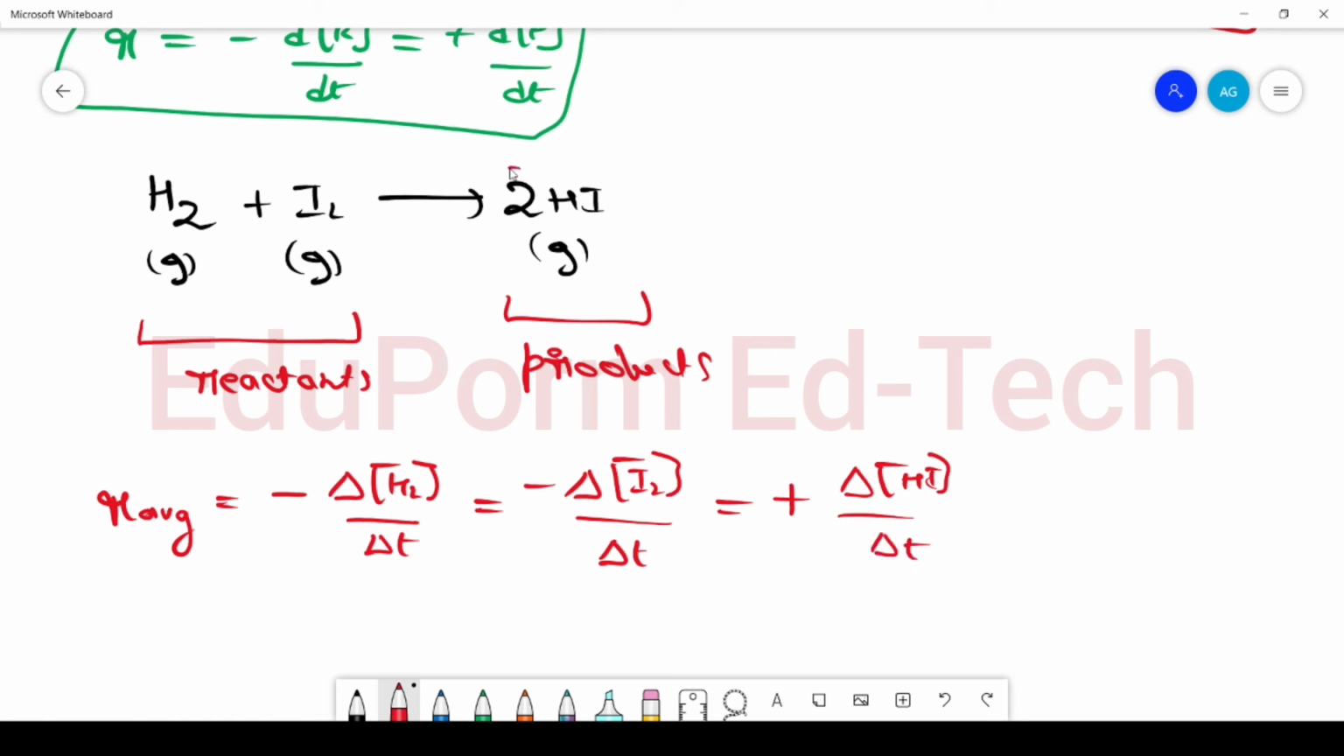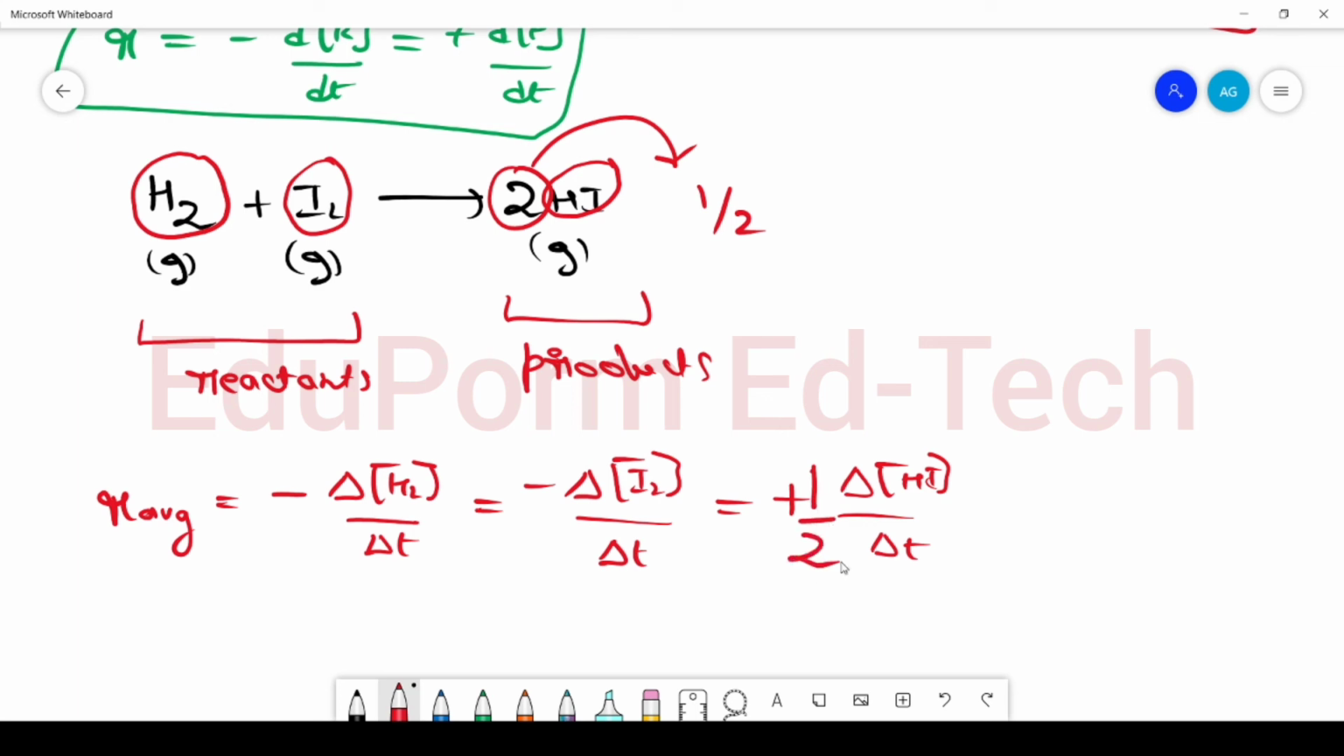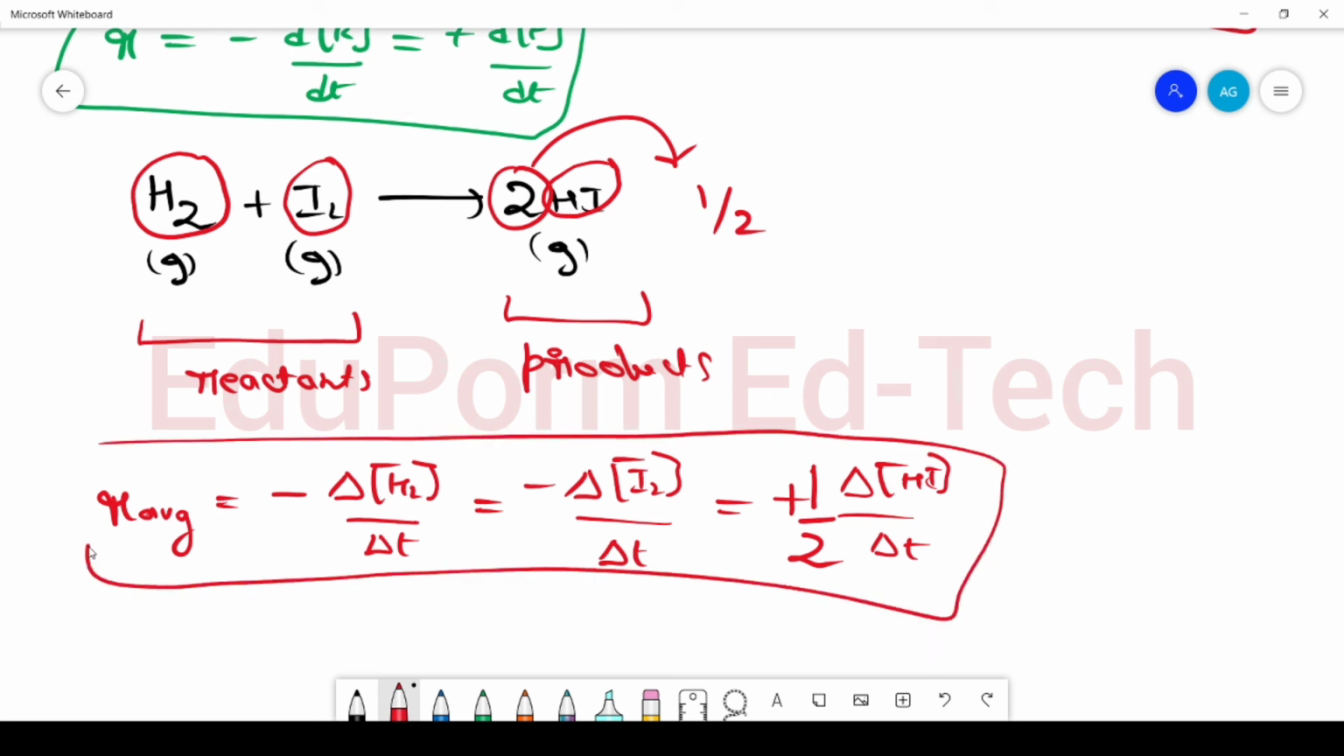Now, here 2 is the stoichiometric coefficient, and whenever we represent the rate, we say that 1 mole of H2 is consumed, 1 mole of I2 is consumed, and we have to find out the rate at which 1 mole of HI is formed. So whatever the stoichiometric coefficient is, we write it in the denominator. So it will become plus 1 by 2 delta HI upon delta T. The stoichiometric coefficient will go in the denominator. So this is how we represent the rate.